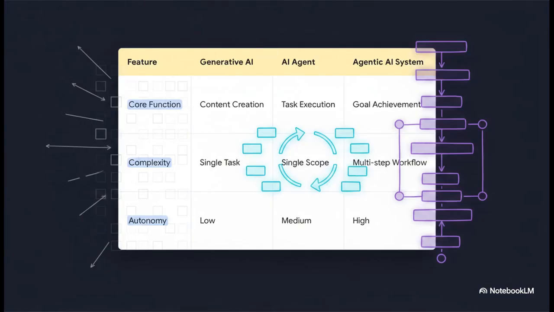So let's just lay it all out side by side so you can really see the difference. What's so useful here is how clearly it shows the trade-offs. Generative AI, that's for content creation; single tasks, super low autonomy. AI agents, they execute dynamic tasks with some autonomy, but they're still stuck in a single scope. And agentic AI systems, they automate entire workflows, handle really complex, chained tasks, and they operate with a ton of autonomy. You just can't swap one for the other.